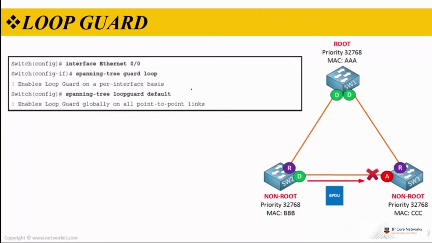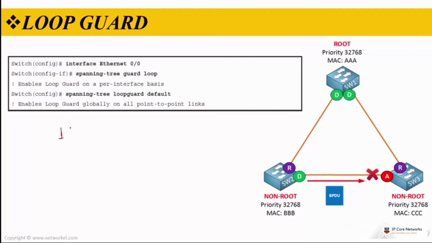Let's take a look at the LoopGuard feature now. If you have used fiber cabling, you may have noticed that there are different connectors for transmitting and receiving traffic. If one of the cables does not send or receive a packet, a one-way connection error occurs, and this may cause a spanning tree loop. There are two protocols that overcome this problem.